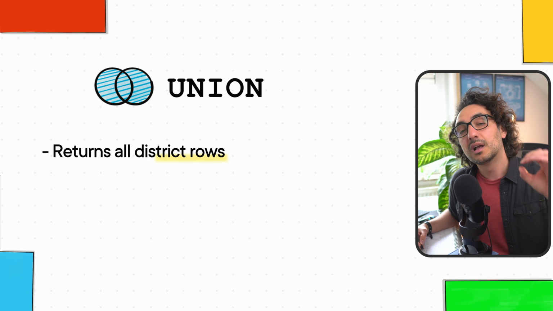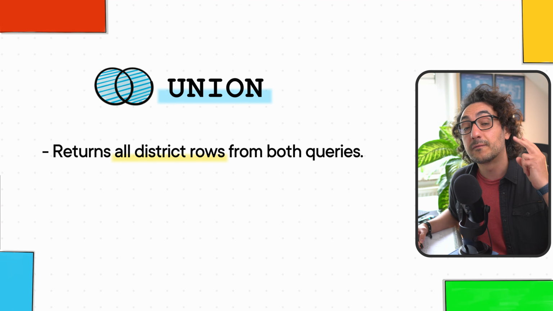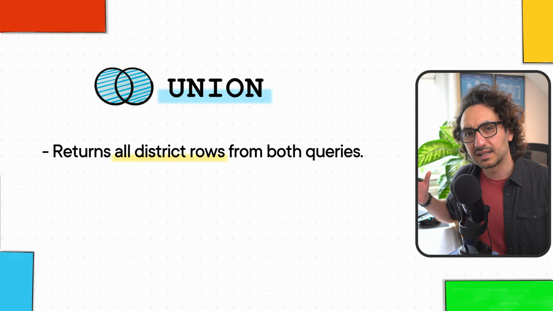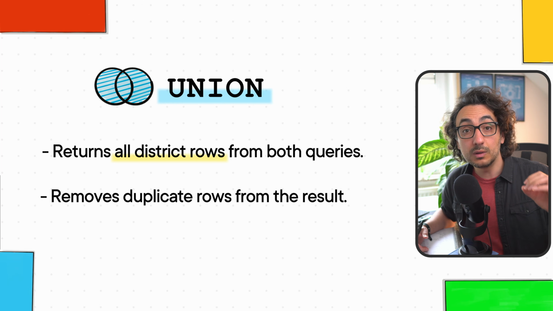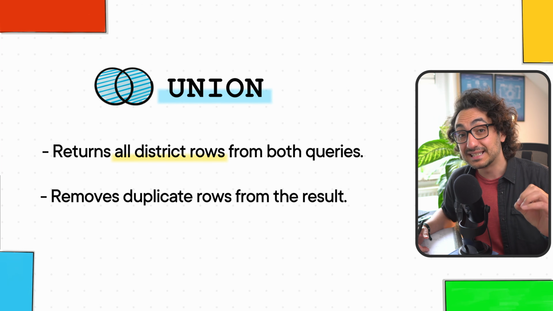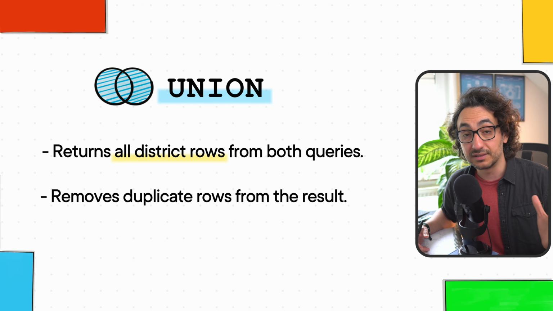Okay, so what is UNION? UNION is going to return all distinct unique rows from both queries. That means it's going to combine everything, and all the rows will be presented in the output. Since it says all distinct unique rows, UNION is going to remove all duplicates from the combined result sets. So UNION will make sure that each row appears only once.